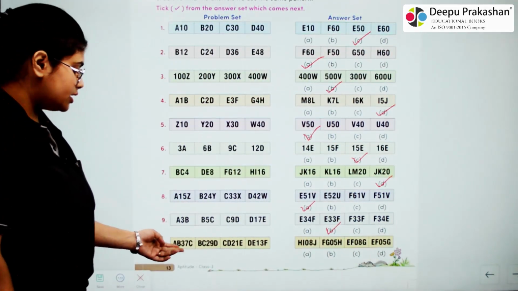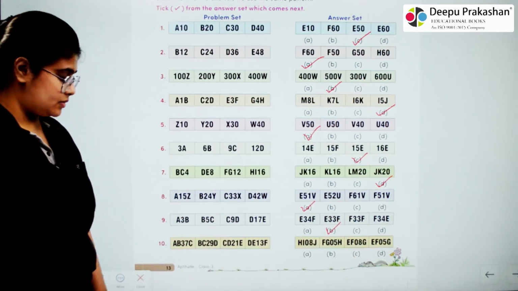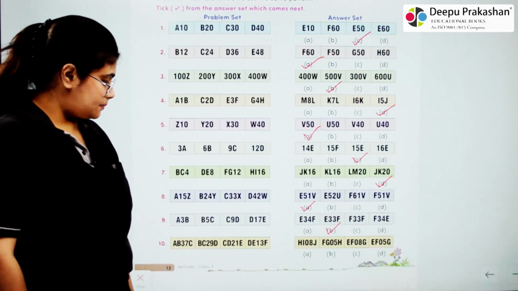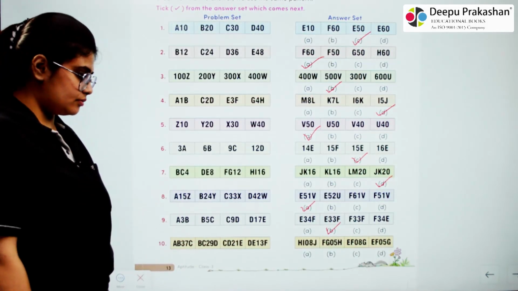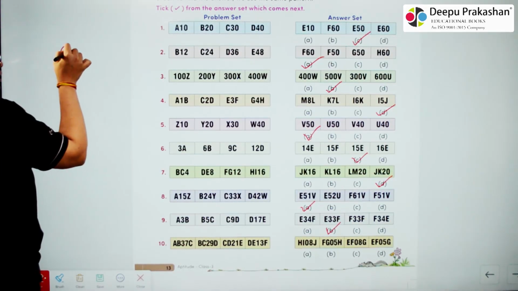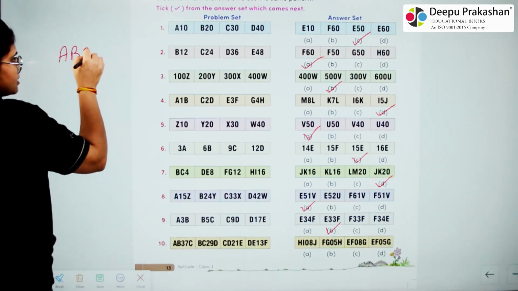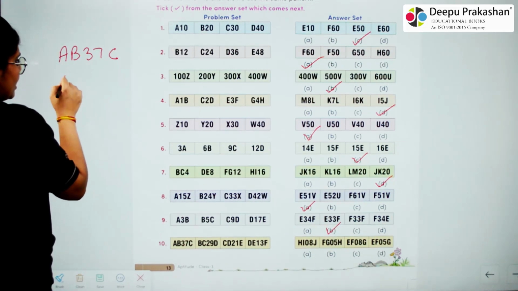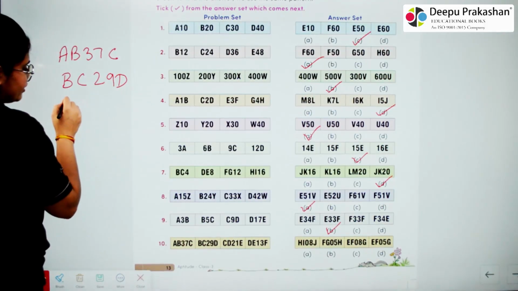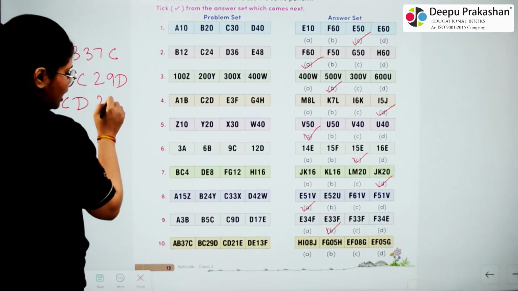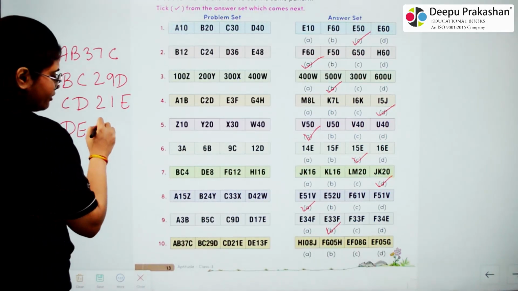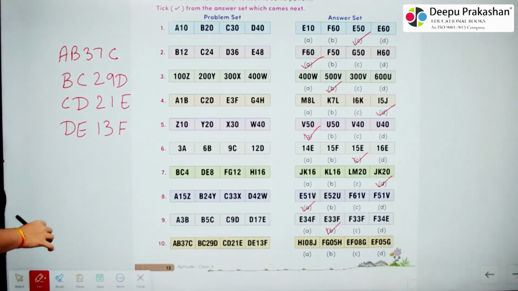10th, we are given AB37C, BC29D, CD21E, DE13F. So here the pairs that are given to us have alphabets and numbers in them. We can easily see that the alphabets are continuous, but the numbers are not.